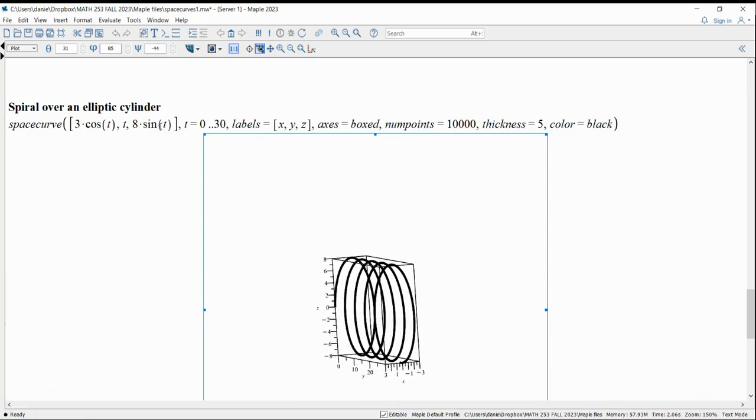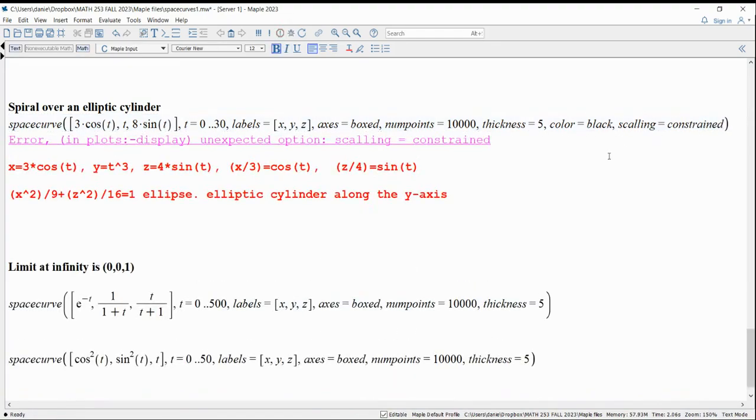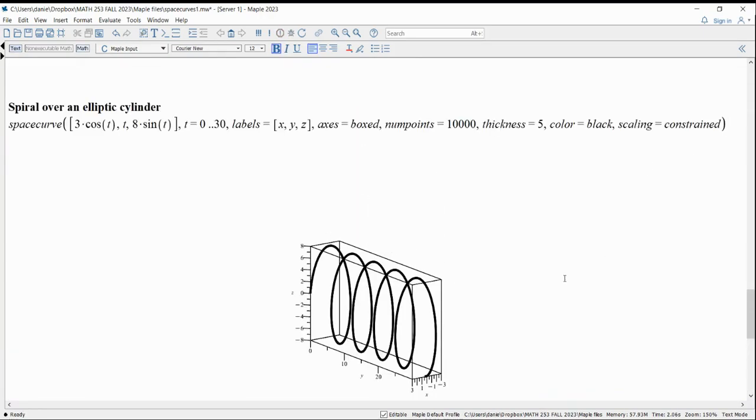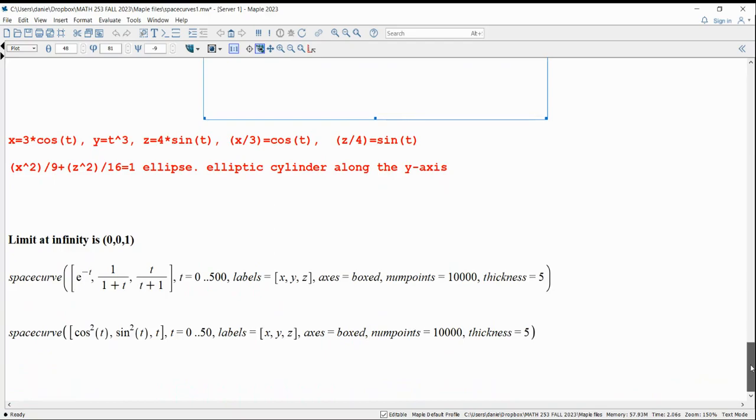I forgot that whenever I actually start over the command, it's defaulted again to unconstrained. Of course, you could also put the option constrained in the command so that you don't have to worry about getting back to the default setting. So let's see.